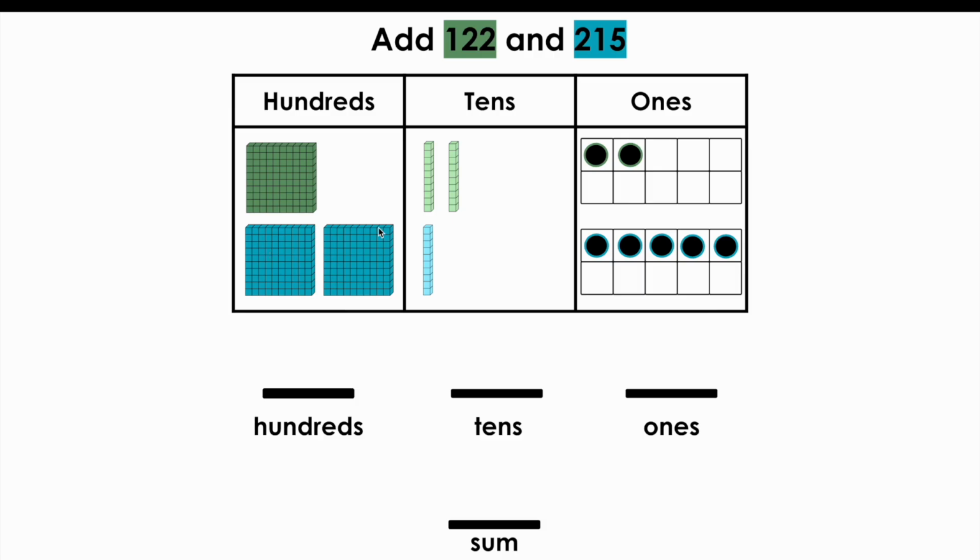Now let's combine the hundreds. We have 1, 2, 3 hundreds. Now let's combine the tens. We have 1, 2, 3 tens. And let's combine the ones. 1, 2, 3, 4, 5, 6, 7. And we have 7 ones. That means that if you add 122 and 215, the sum will be 337.